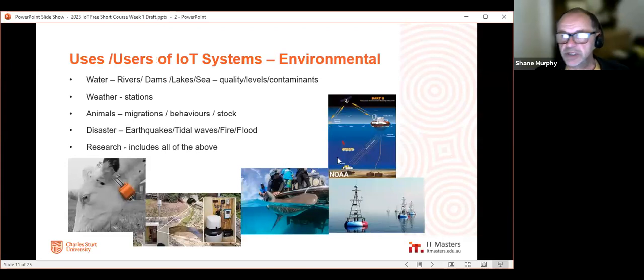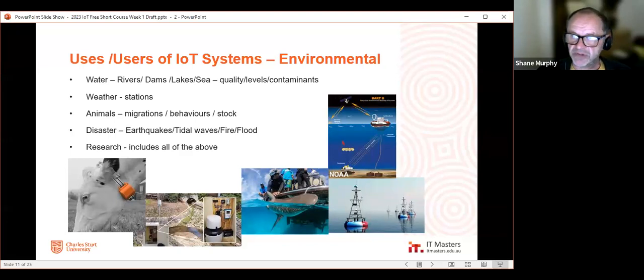So essentially, if we're looking now at the users and the uses of IoT systems, we divide them up into a few areas. There's all sorts of different ways you can divide them up. This is just one, and I will reiterate that our course this week is a short course, where we're trying to cover a lot of IoT stuff in 4.5 or 5 hours of talk time.